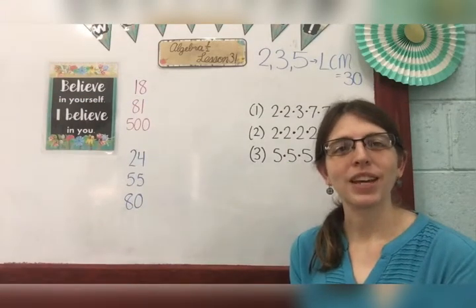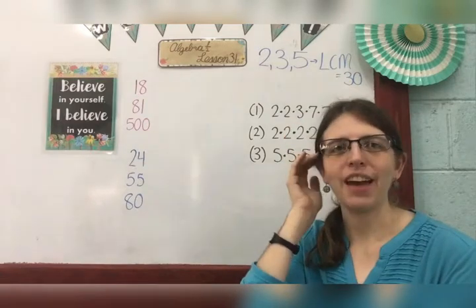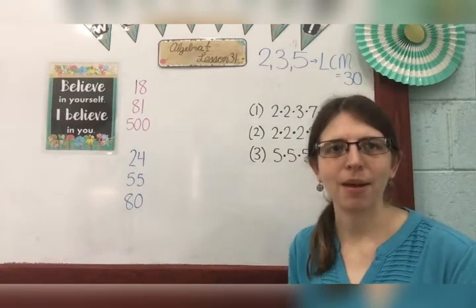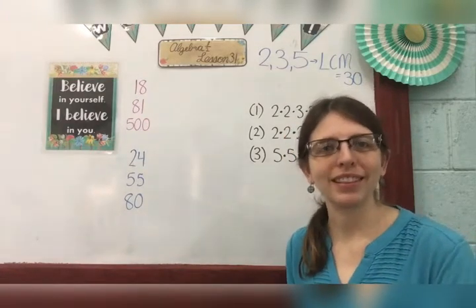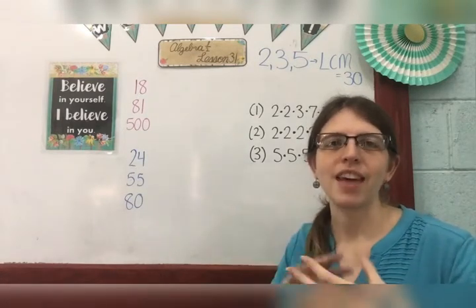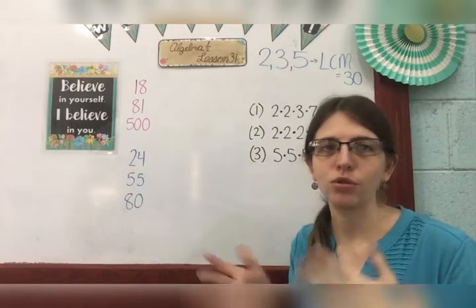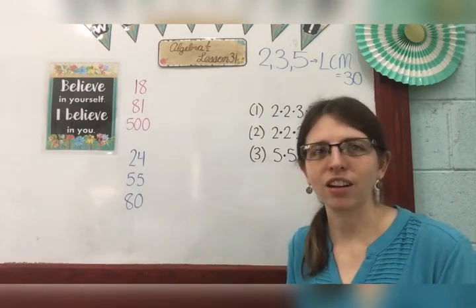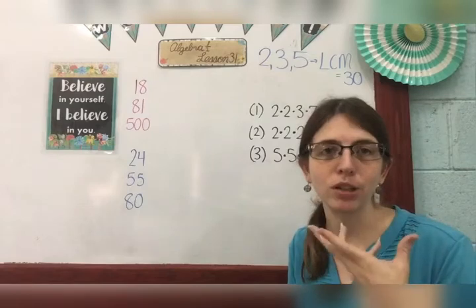Guys, we're back with lesson 31 in Algebra 1/2. We're talking about the least common multiple. Remember that the least common multiple means it's the smallest number that two or more numbers have in common as a multiple.